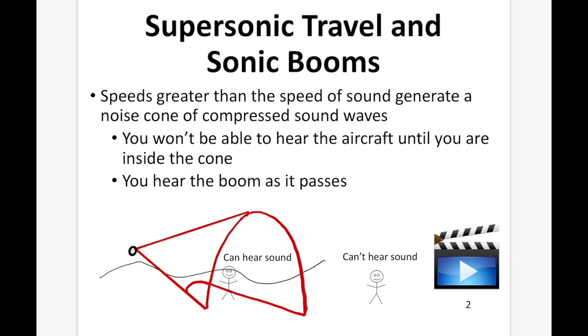So the drawing here is trying to represent a 3D representation where this guy is actually further that way, and this guy is inside the sound. So as soon as that cone passes over this guy, he hears it. But this guy here can't hear anything at all. He can't even hear the aircraft because the sound being created from the aircraft isn't getting to his ears.